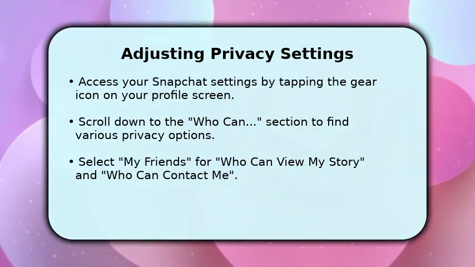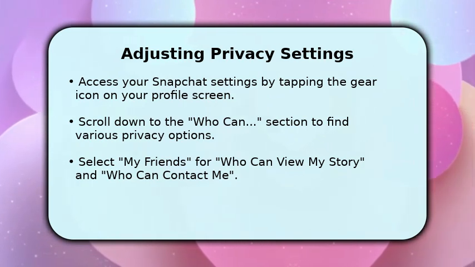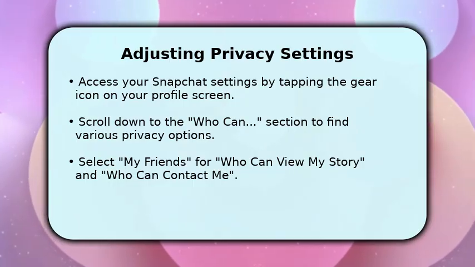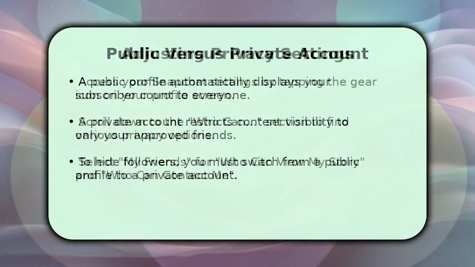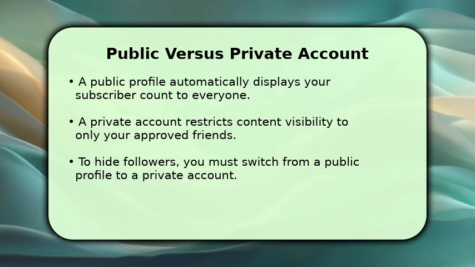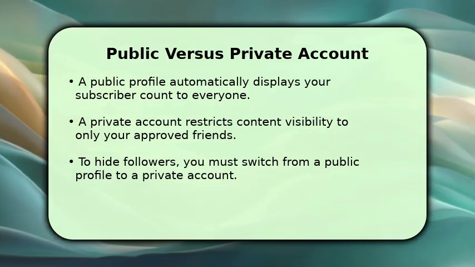This ensures that only people you have added as friends can see your stories and send you messages, effectively limiting public visibility. Understanding the distinction between a public profile and a private account is essential for managing follower visibility.